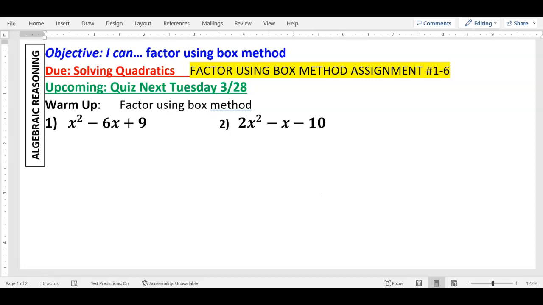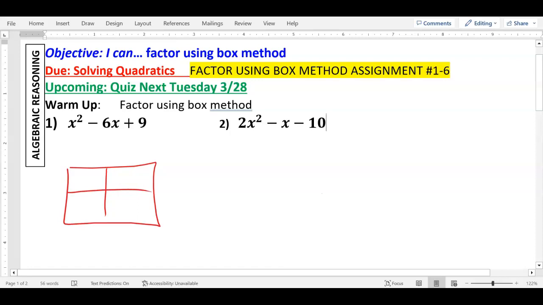Now, you've probably done box method going one way, where you're multiplying binomials, but we are doing box method backwards to get the binomials. Okay. We're starting with the trinomial, ending up with two binomials. Okay. So here's how you do this. Go ahead and draw your box.